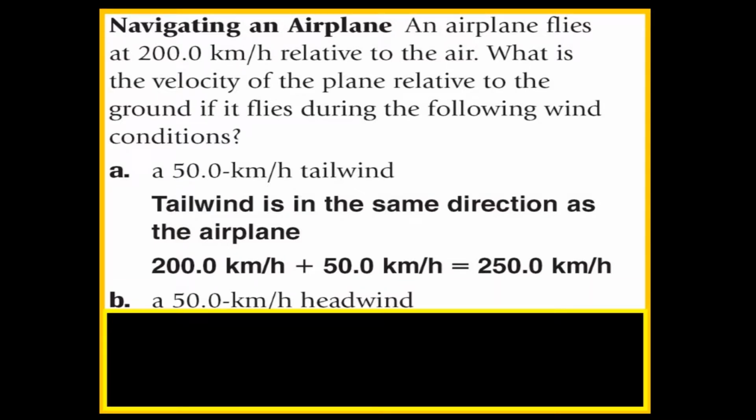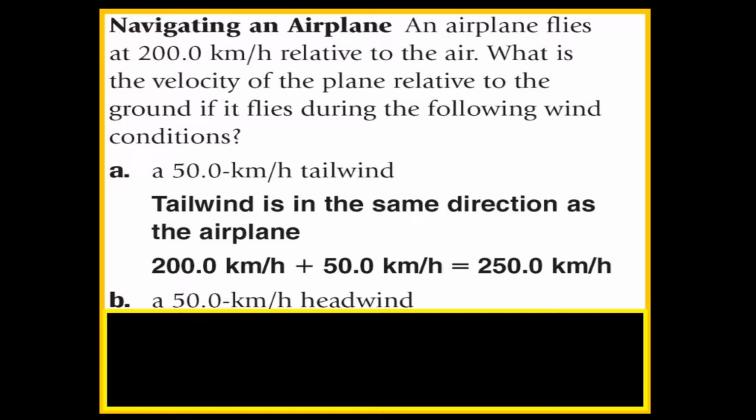So this is right out of the book, and the only criticism that I would give is that there should be a plus sign in front of the 200 kilometers per hour and a plus sign, other than the sign for operation, in front of the 50 kilometers per hour. Now, I have a 50 kilometer per hour headwind.